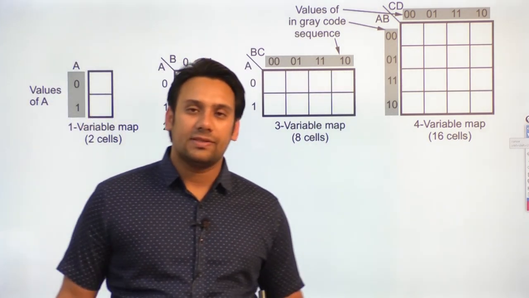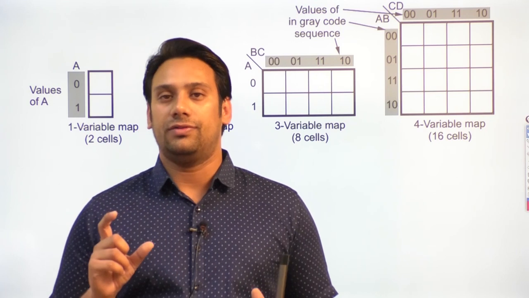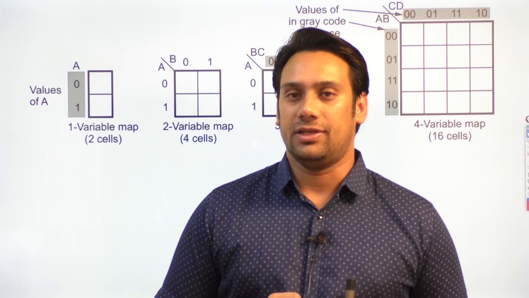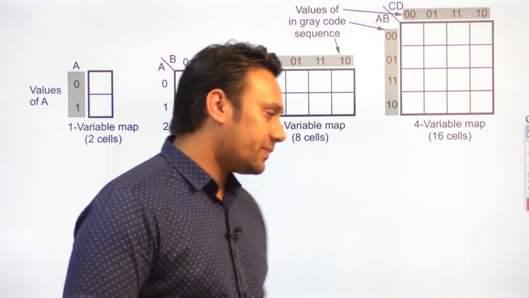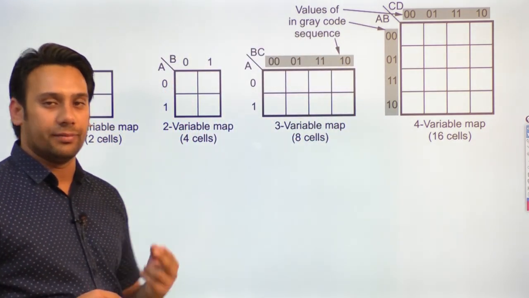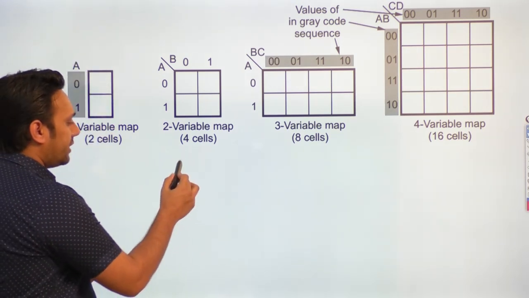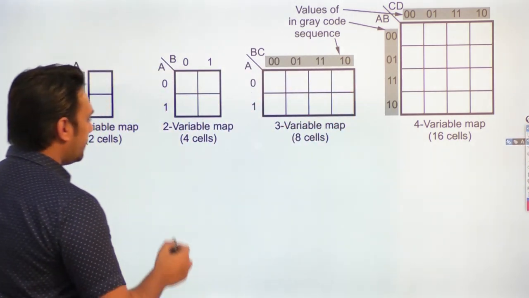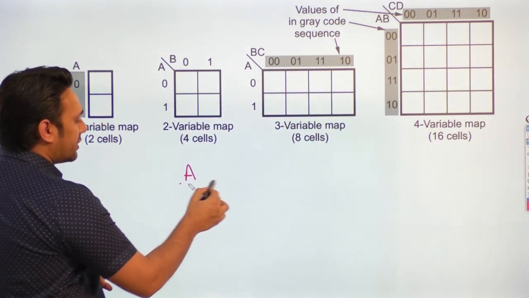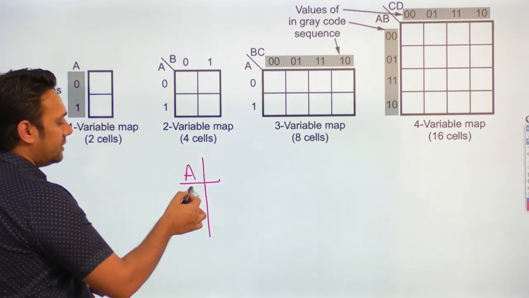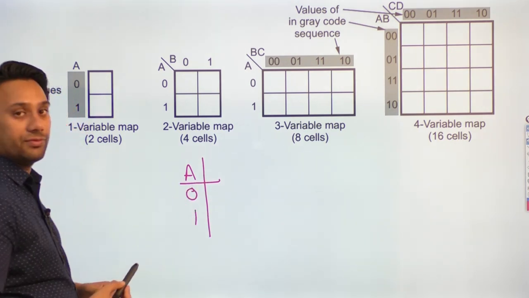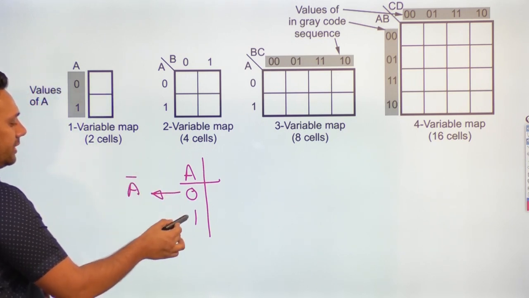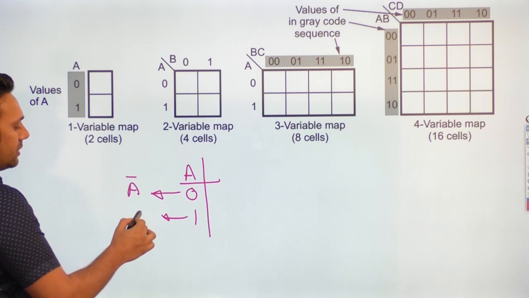So kmap is basically a graphical way of solving boolean expressions. Kmap se hum boolean expressions ko ek graphical way se solve karte hain, right? Jaise if you have only one variable, then with the help of this one variable, your function can take only two values. Either the value of a can be 0 or the value of a is 1. So this value of a 0 is represented by a complement, and this value of 1 is represented by a.